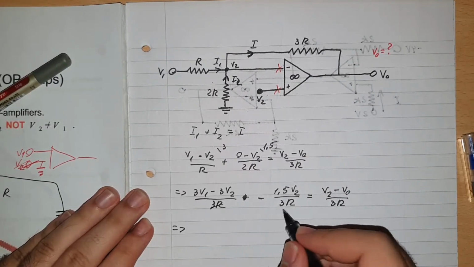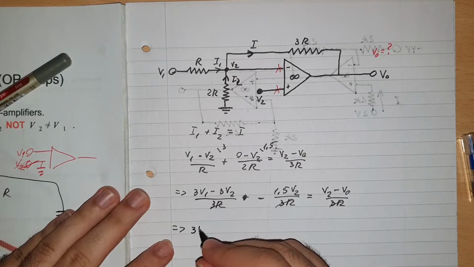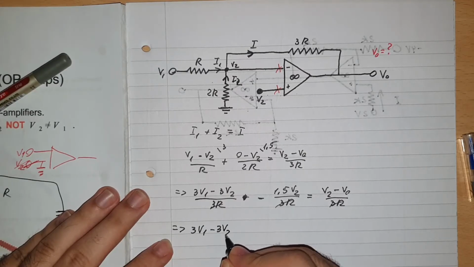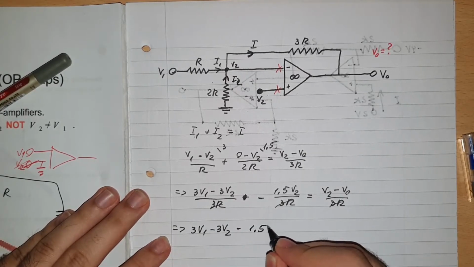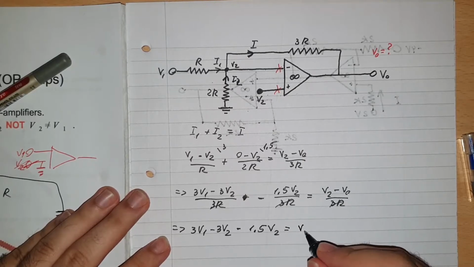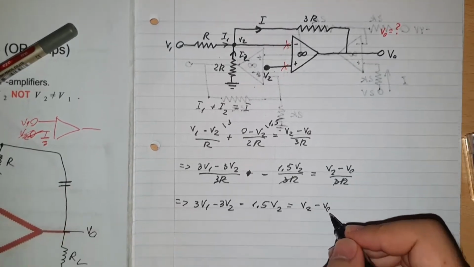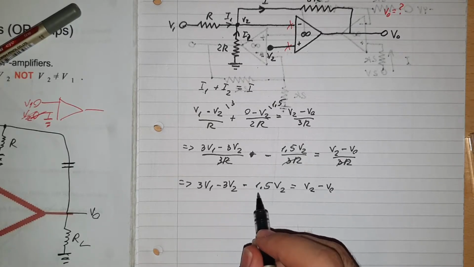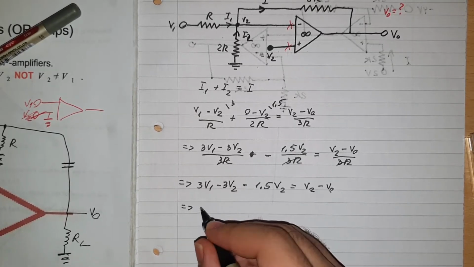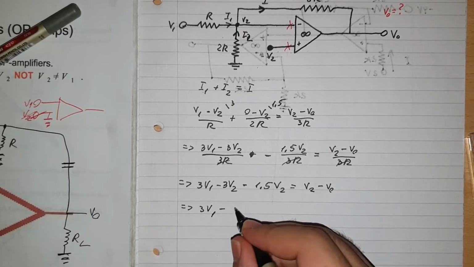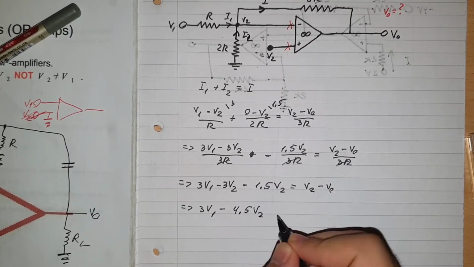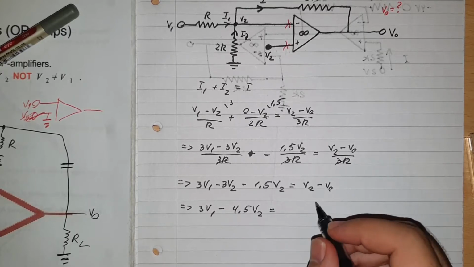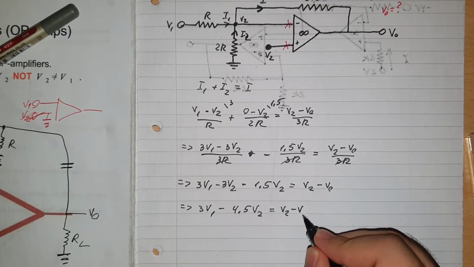Therefore we can get rid of these R's, so we'll get 3V1 minus 3V2 minus 1.5 V2, which will be equal with V2 minus V out. Okay, so minus 3V2 with minus 1.5 V2 will give us 3V1 minus 4.5 V2 equal with V2 minus V out.